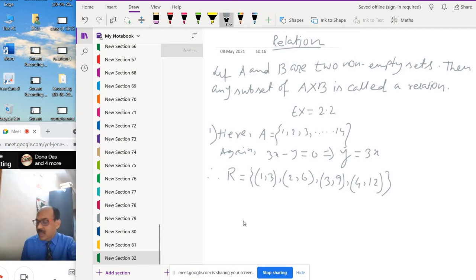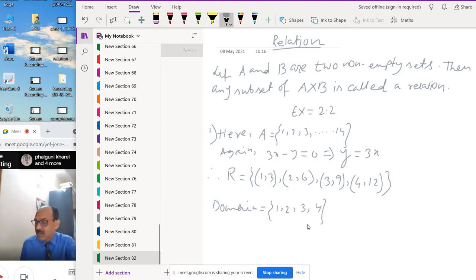Now, the next part of the question is to write down its domain. So domain means, see the relation, all the first elements, that means all x, are the domain. That is 1, 2, 3, 4. So domain equals 1, 2, 3, 4.